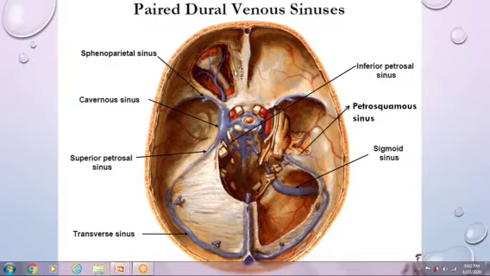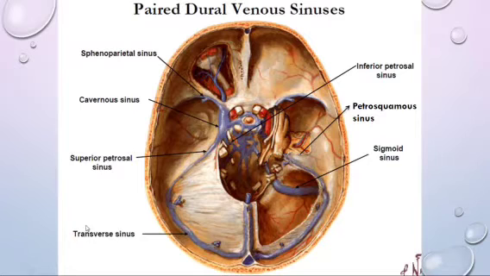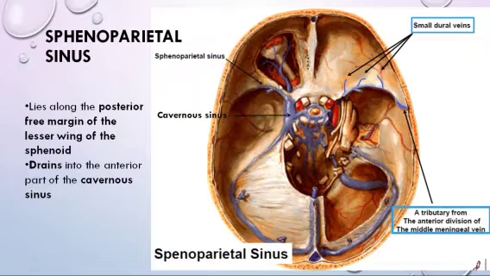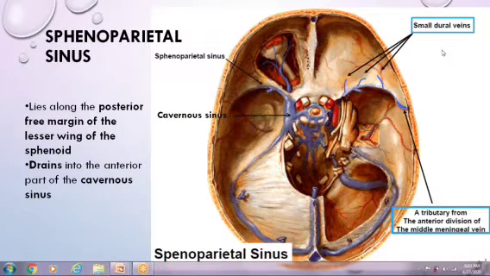The paired dural venous sinuses, as I already said, are the paired sphenoparietal sinus, paired cavernous sinus, paired superior petrosal sinus, paired inferior petrosal sinus, paired petrosquamous sinus, paired sigmoid sinus, and paired transverse sinus. Okay. So now we'll see first about the sphenoparietal sinus. What is the name of this part of the bone? Somebody will answer. Pogilamani, are you here? Will you answer? Okay, Mittala has answered. Very good. Yes, it's the sphenoid bone.